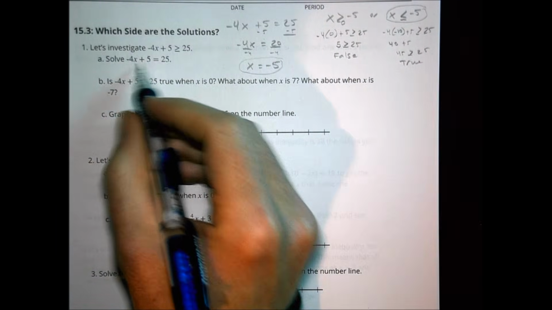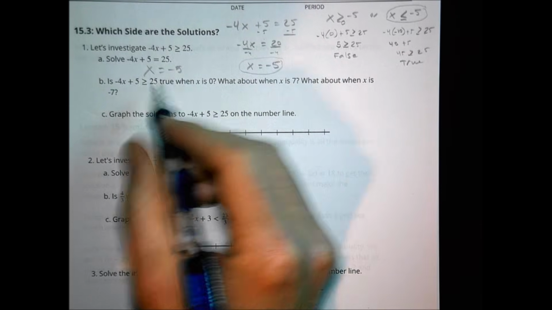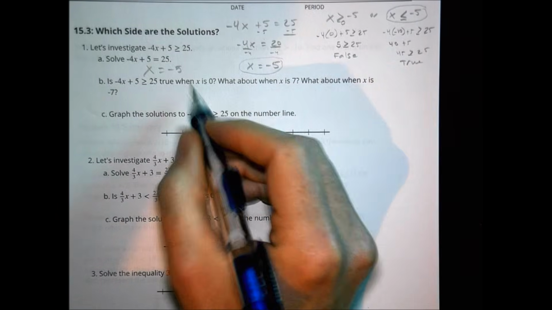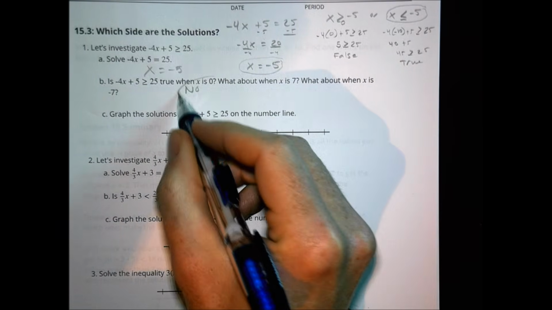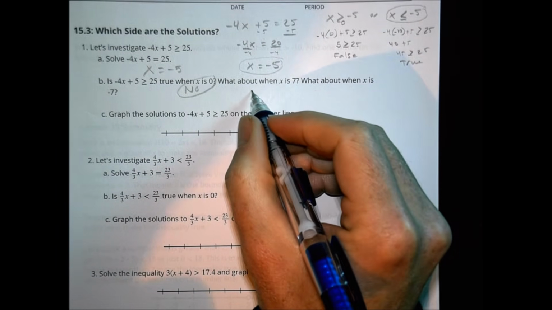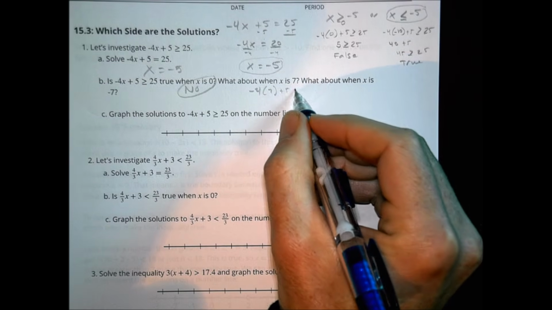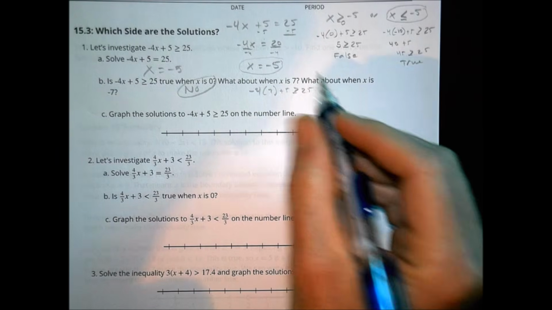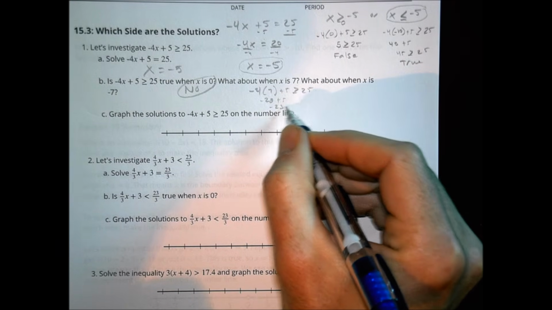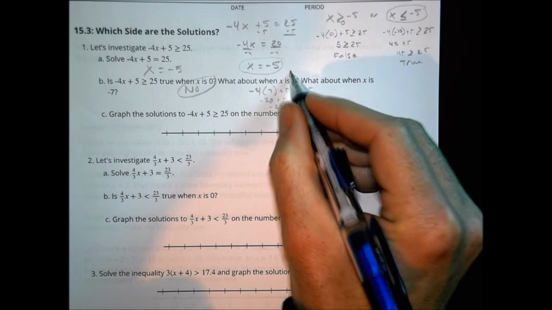So we solved it first of all and said that x equals negative 5. Is this true when x equals 0? Well, we tried 0 and we said no, it's not true when x is 0. What about when x is equal to 7? If I plug 7 in there, you have negative 4 times 7 plus 5. Is that greater than or equal to 25? This becomes negative 28 plus 5, which is negative 23, greater than or equal to 25. That is also going to be a no, not true.